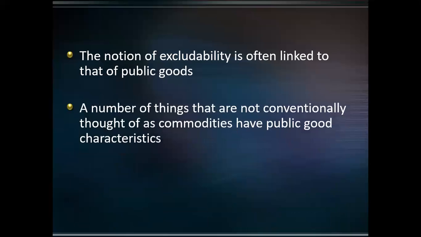A number of things that are not conventionally thought of as commodities have public good characteristics. An important example is honesty. If each citizen is honest in commercial transactions, all of society benefits due to the reduction of the cost of doing business. Such cost reductions are characterized by both non-excludability and non-rivalness.